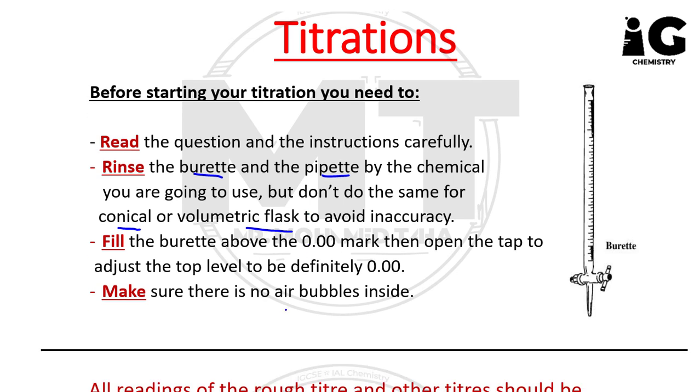Then you need to fill the burette above the 0.00 mark. Here you see guys, of course you did your practical, so you have to fill the burette above this 0.00, then open the tap to adjust the top level to be exactly 0.00. So you need to drain the excess. This also has another purpose, which is to make sure there are no air bubbles inside the burette, so as not to disturb the results and to make your results as accurate as you can.